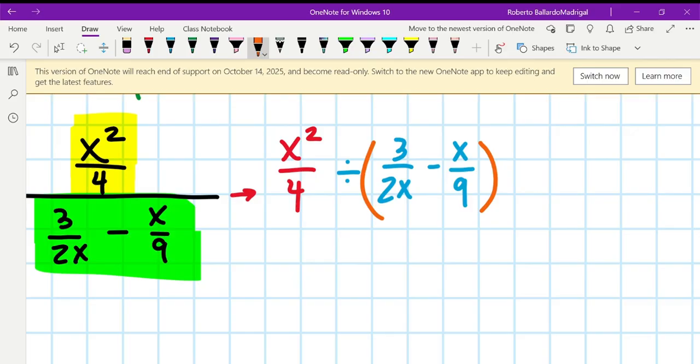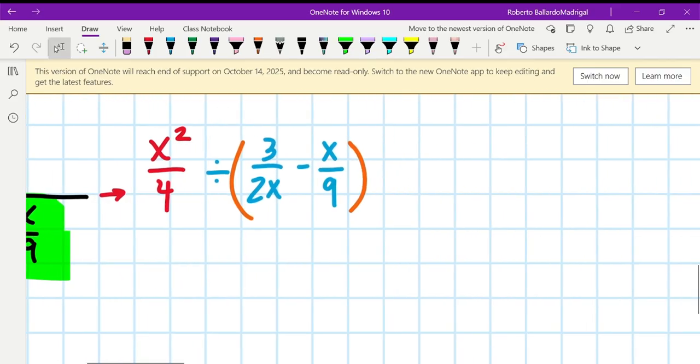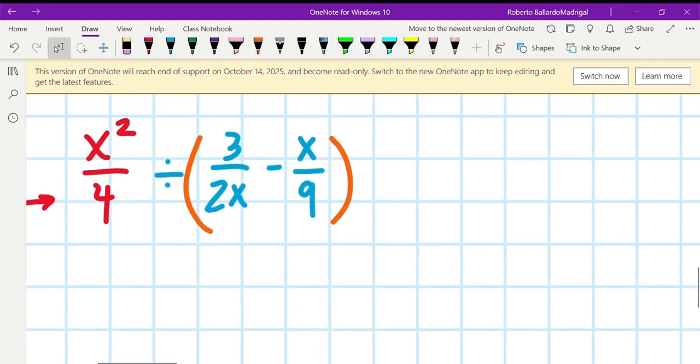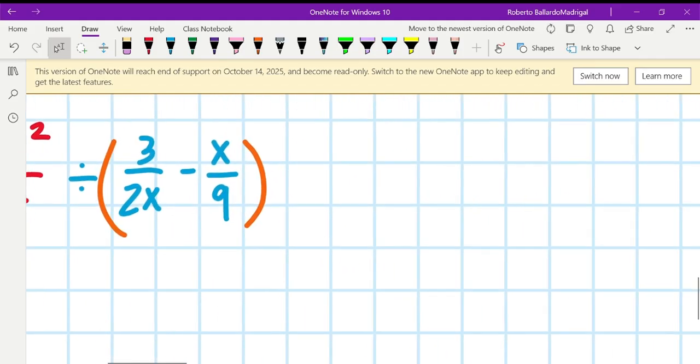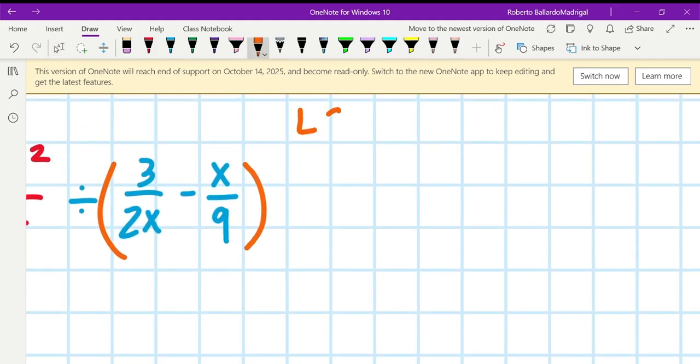Well, to be able to combine these, you need to have a least common denominator. Lucky for us, these are pretty manageable common denominators. We're going to figure out the LCD between 9 and 2x. Since there's nothing shared between 9 and 2x, we'll just combine them together. So it'll be the product of 9 and 2x. That's the LCD.